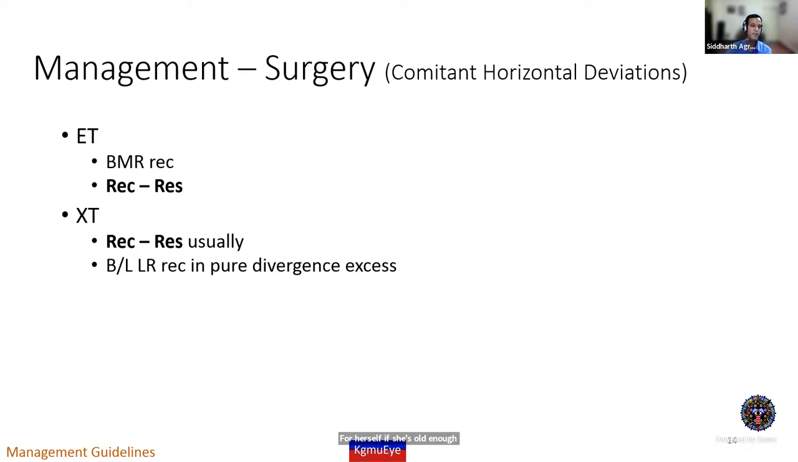Exceptions are very small children with esotropia, where we prefer a bimedial recession, and pure divergence excess type of exotropias, where the deviation for near is negligible, where we prefer a bilateral lateral rectus recession. Or very large deviations where you wish to operate on three horizontal muscles.